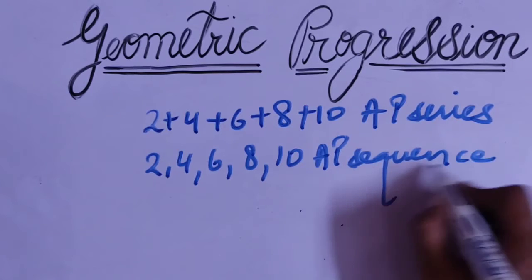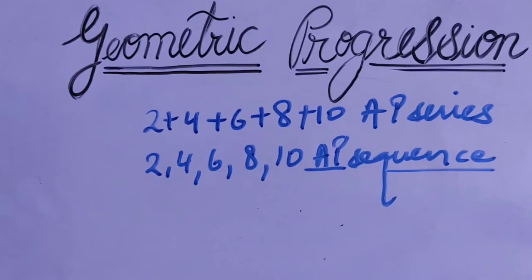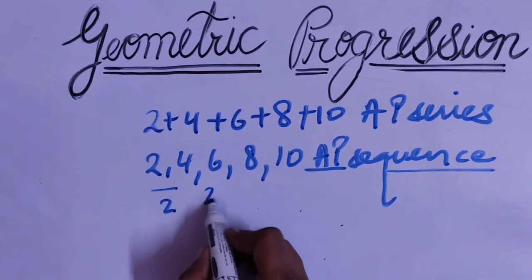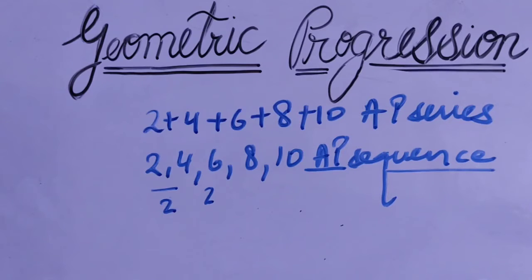Now see here, why have you said it is an AP? Why is it an AP? Because here the common difference is the same. Common difference means the difference of the succeeding term and the preceding term. Like the difference here is 2. 4 minus 2 is 2. The difference of 6 and 4 is also 2. The difference of 8 and 6 is also 2. So you used to say where the difference is the same, that is an arithmetic progression sequence.